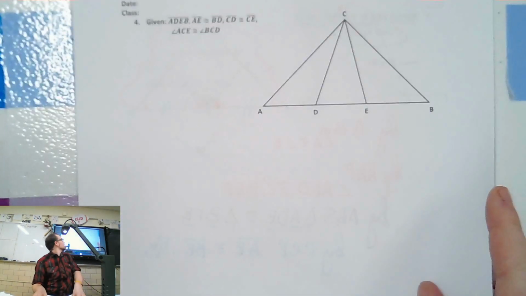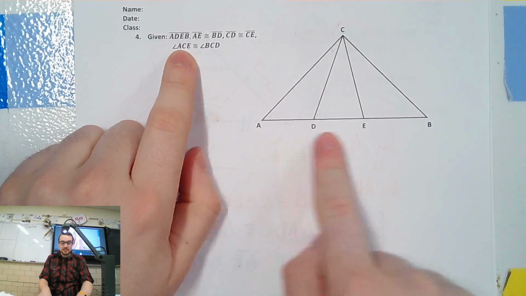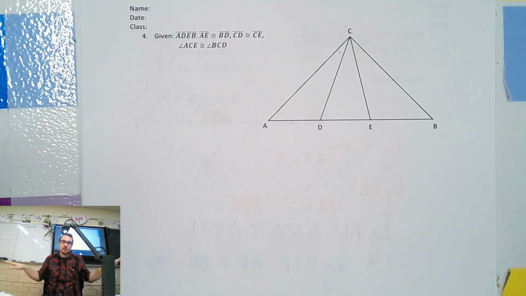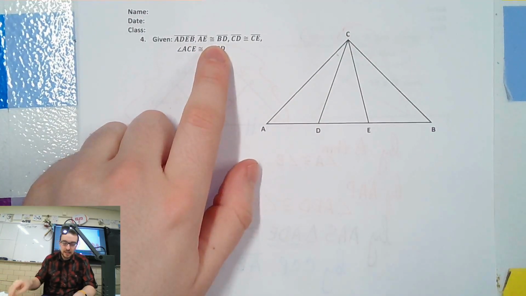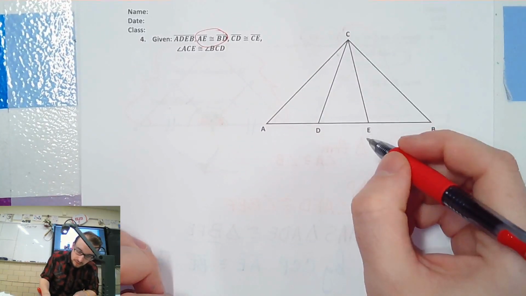4. ADEB is a line segment. That's all it's saying. So that's a line segment. There's no bends or anything in here. It's not like a slight bend somewhere. It's all one line, okay? Then it says AE and BD are the same segment. So AE and BD.